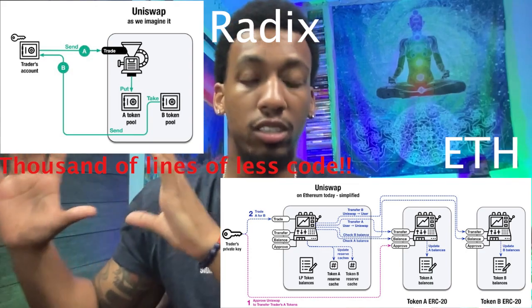They do this through having what's called an asset-oriented smart contract programming language. I encourage everyone to go and read their DeFi white paper. In it, it shows what Uniswap would look like built on Radix versus how it looks built on ETH.